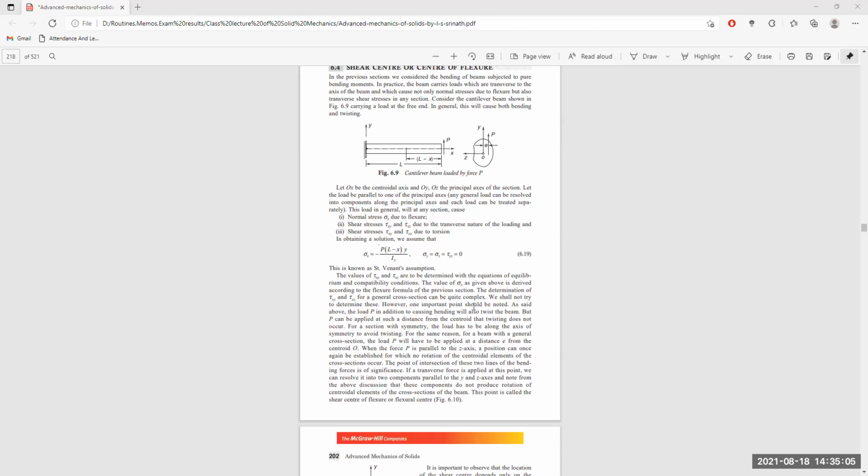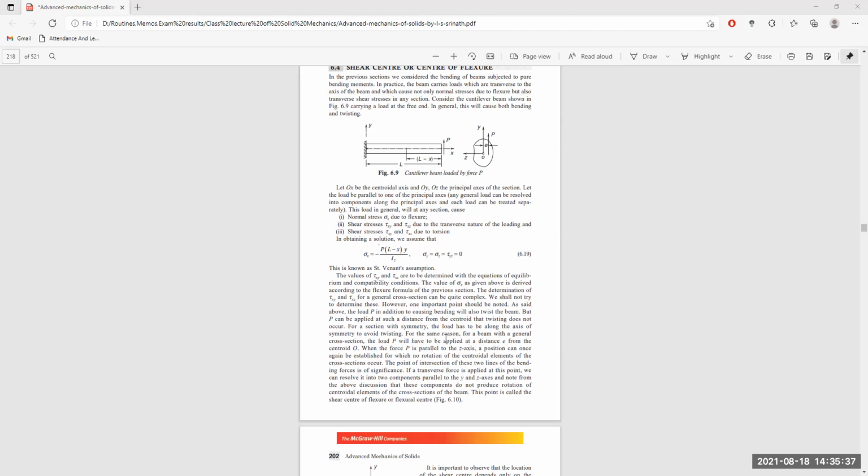So one important point we have to note is that the load P, in addition to causing bending, will also twist the beam. But P can be applied at such a distance from the centroid that twisting does not occur. For a section with symmetry, the load has to be along the axis of symmetry to avoid twisting. So we know we have to maintain symmetry and the load has to be applied along the axis of symmetry. So in that case only, there will be no twist.